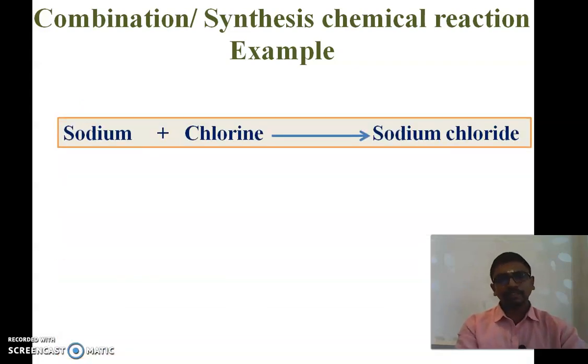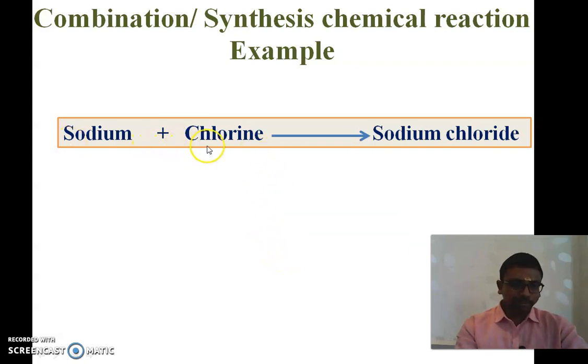And the next example is sodium plus chlorine. These are the two chemical species. They combine to produce a single component. What is the single component here? Sodium chloride. What is the formula for sodium? Na. The sodium is in the solid form, so in the subscript we have to mention S. Chlorine, the formula is Cl2. It is in the gaseous state.